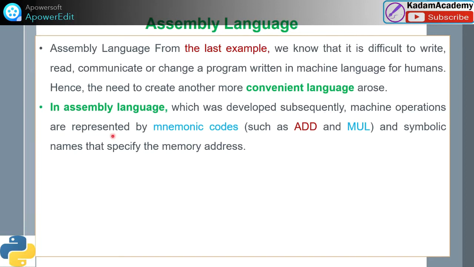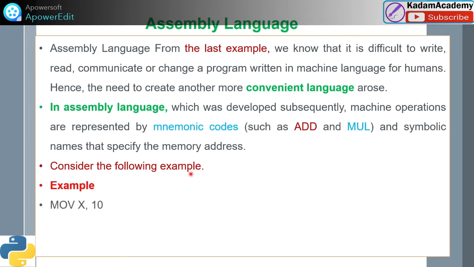Machine operations are represented by mnemonic codes, which are easy to remember. It is very easy to remember, there are some such words, like ADD or MUL, and symbolic names that specify the memory address where the value is saved. So consider the following example: MOV X, 10; MOV Y, 20; ADD X, Y.